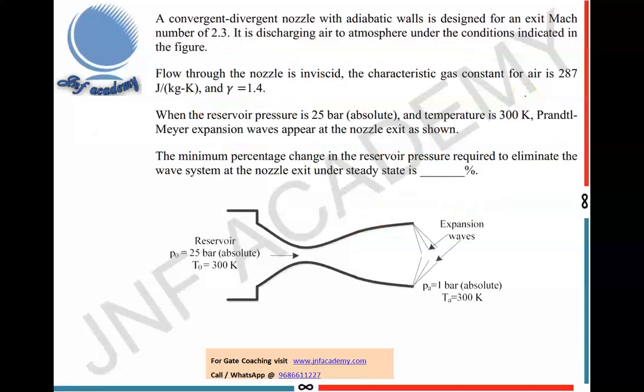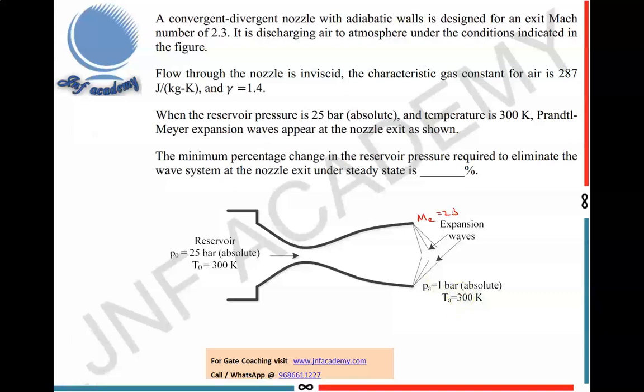Moving ahead. Again, this is a very easy question. It looks a little tough, but it's a very easy question. A convergent divergent nozzle with adiabatic walls is designed for an exit Mach number of 2.3. So what they are giving is that at the exit the Mach number M_E is equal to 2.3. It is discharging air directly to the atmosphere under the condition indicated in the figure. In the figure, the atmospheric air pressure is 1 bar and temperature is 300 Kelvin. Good.